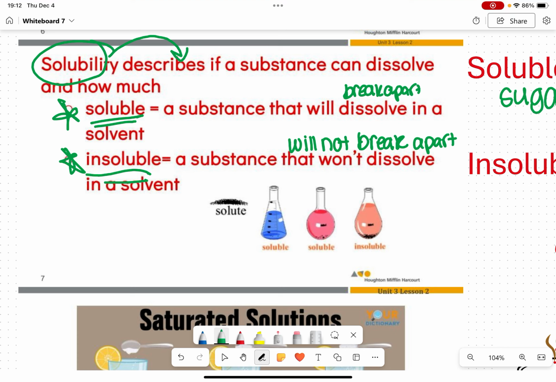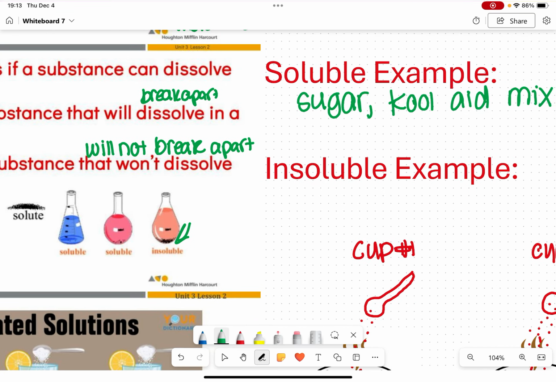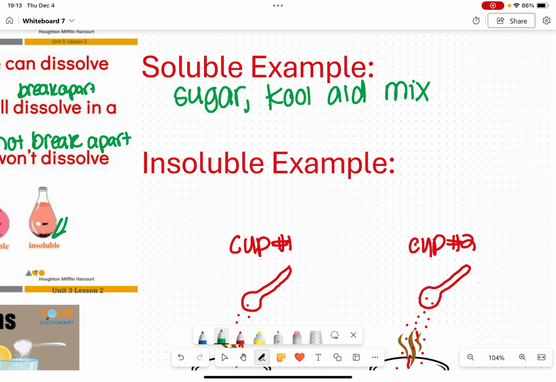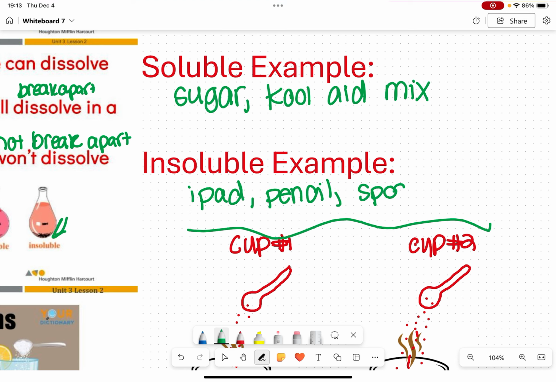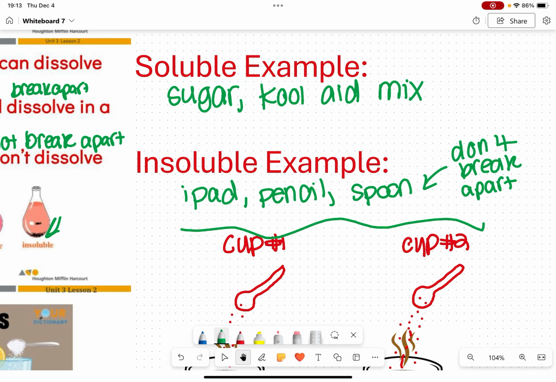So if you were to put something that's insoluble into a solvent and mix it, you would still see it at the bottom like you do in this picture. An example of something that is insoluble would be like an iPad or a pencil, a spoon. These don't break apart in liquid. They remain the same, so we call them insoluble.